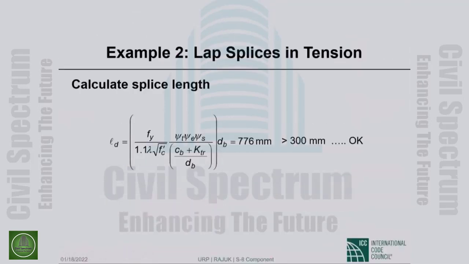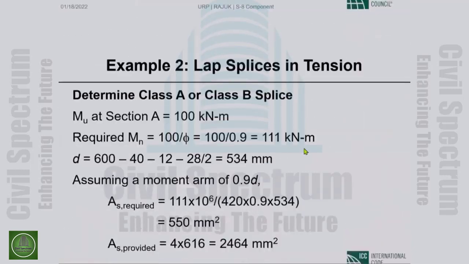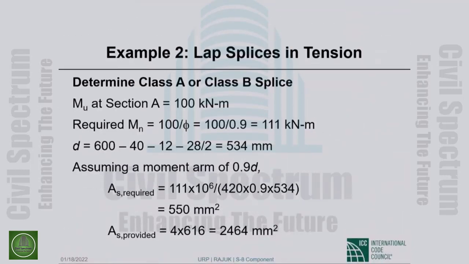So the development length comes out to 776 millimeters. It cannot be any lower than 300. So 776 is our number. Now M sub U at the critical section is 100 kilonewton meters. So required moment strength would be that divided by phi, that would be 111 kilonewton meters. The effective depth is we have 600 millimeters total depth, minus 40 clear cover, minus 12 the stirrup diameter, minus half the bar diameter, that's 534.